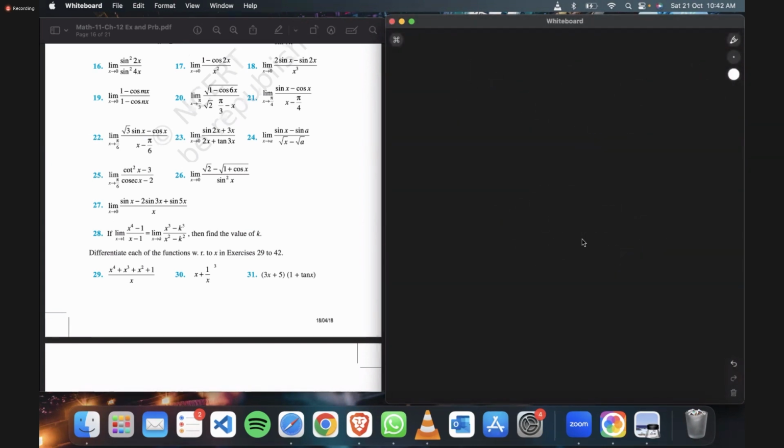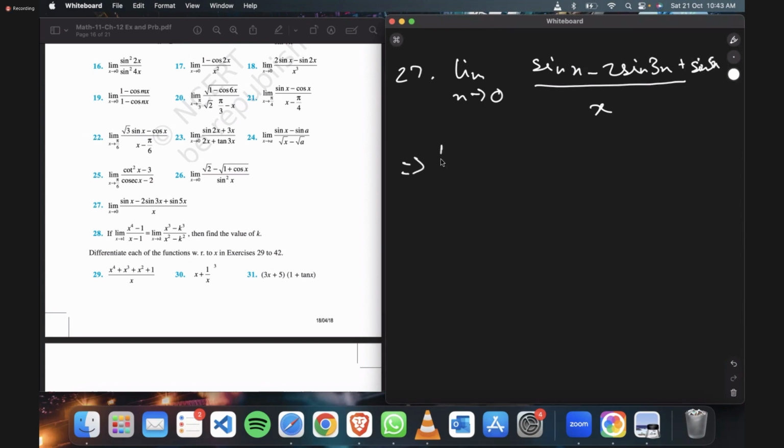Next up is question number 27. I have a limit x tending to 0, sine x minus 2 sine 3x plus sine 5x. This is a simple question now. So basically what happens is, if you just open this up, I don't know why they put this question so far up in the exercise. This is a very easy question.